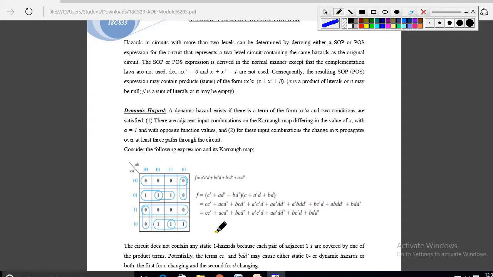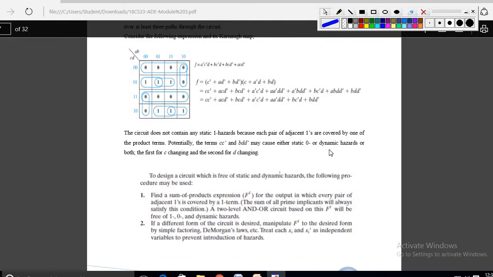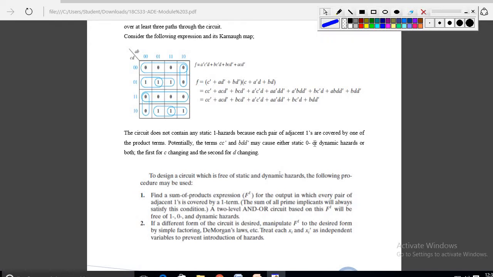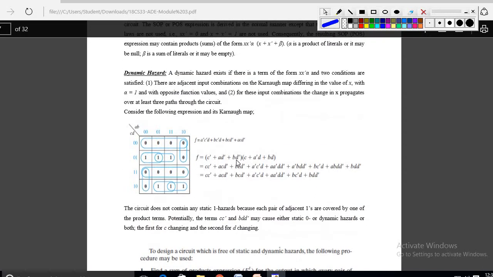That means the dynamic hazard consists of both static 1 as well as static 0. Potentially the terms c c dash and b d d dash may cause either static 0 or dynamic hazard, because of c changing from c to c dash, and second, for b d d dash, it is changing from d to d dash. We have to remember one thing: in dynamic hazard, you first have to consider what static 1 and static 0 hazards are.